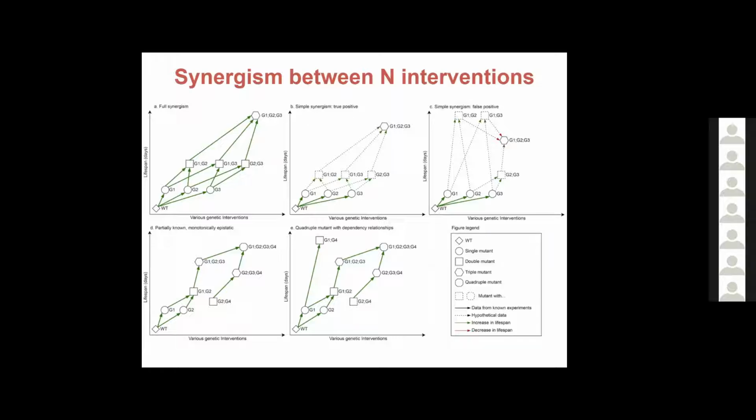Often we only know the lifespans for some of the paths between wild type and mutant, and we define one path of mutants by the series of interventions used to construct the N mutant, starting from the wild type. So from the wild type to the single mutant, double mutant, and so on until triple or quadruple or whatever N mutant is in that paper. If all the known paths are monotonic, so if the lifespan increases with each sequential intervention, as in figure D, we consider the interaction partially known monotonically epistatic.